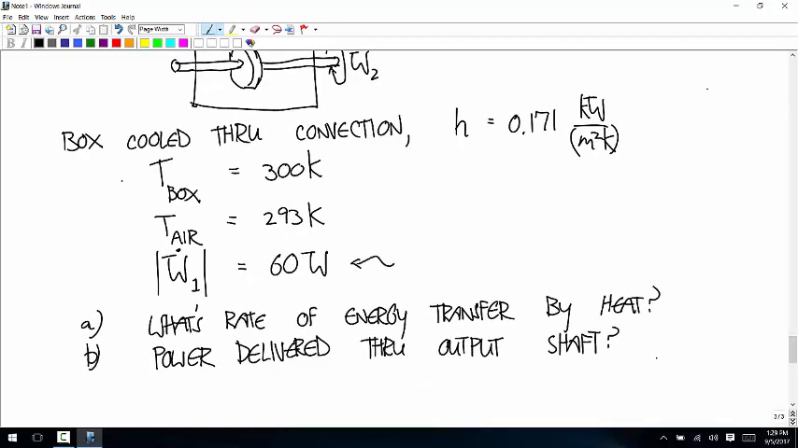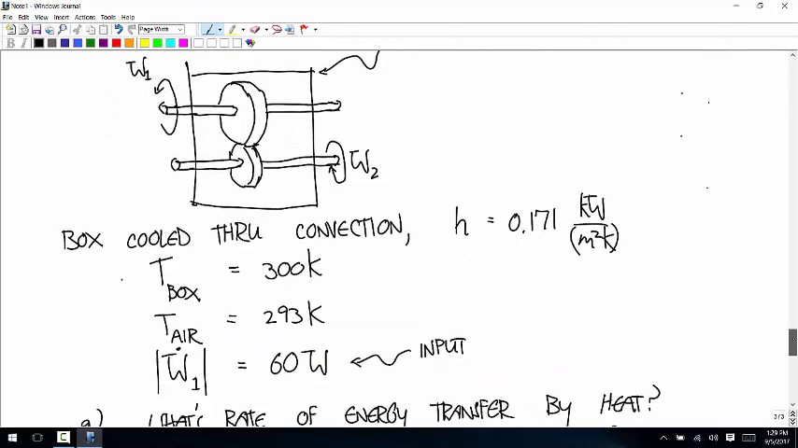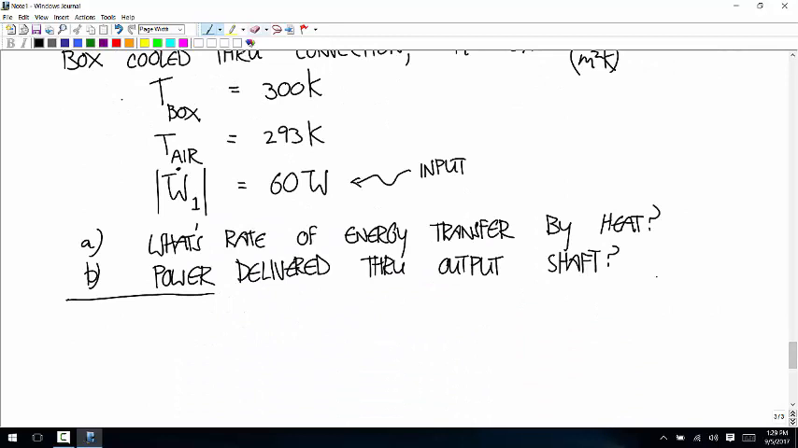Okay, so this is the input work. What's the rate of energy transfer by heat? So this is a convection problem. So the absolute value of Q dot is equal to h, that's 0.171.